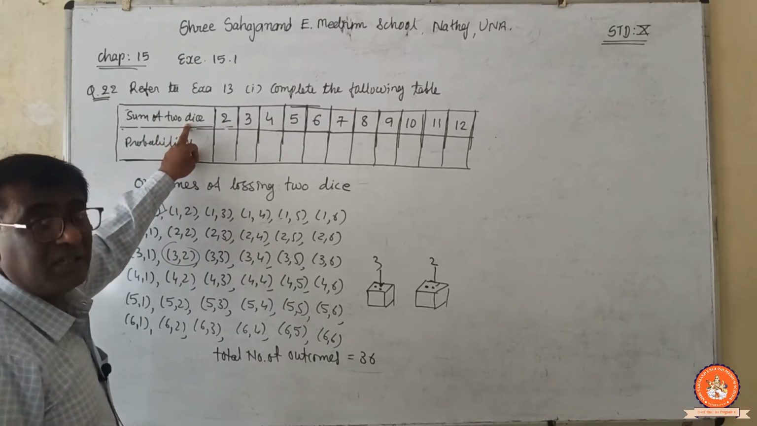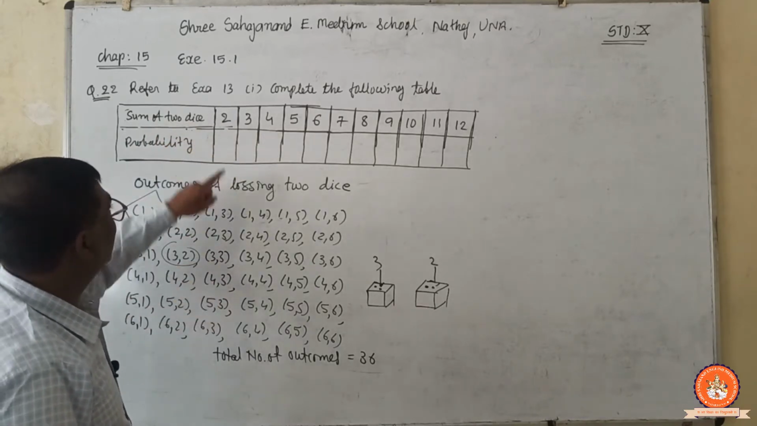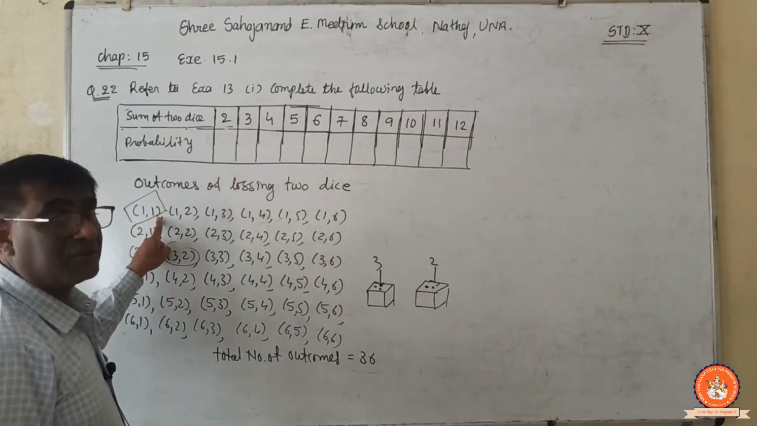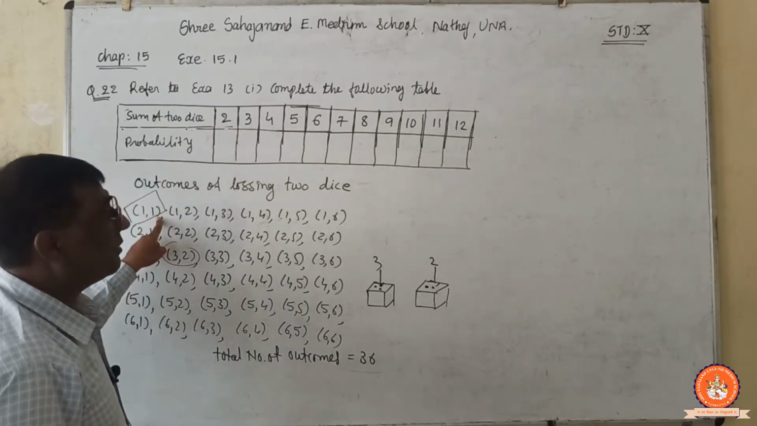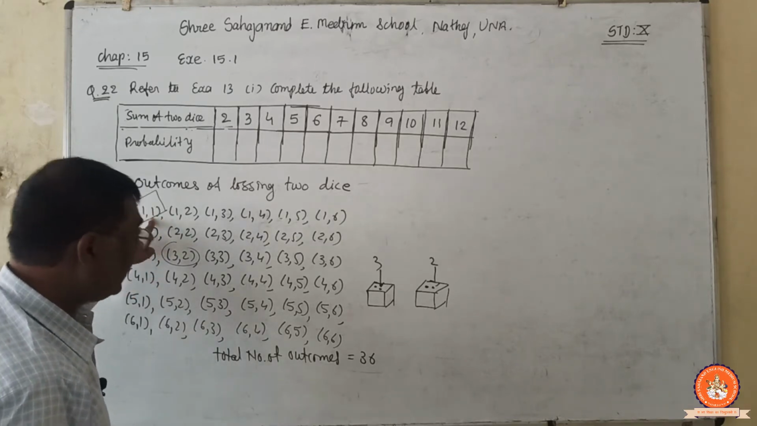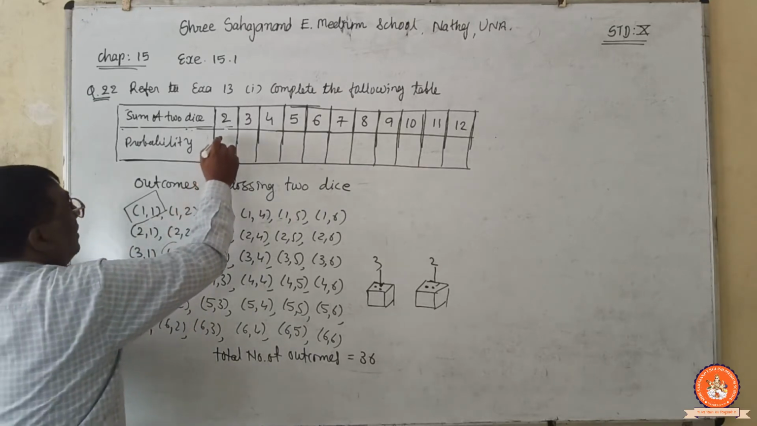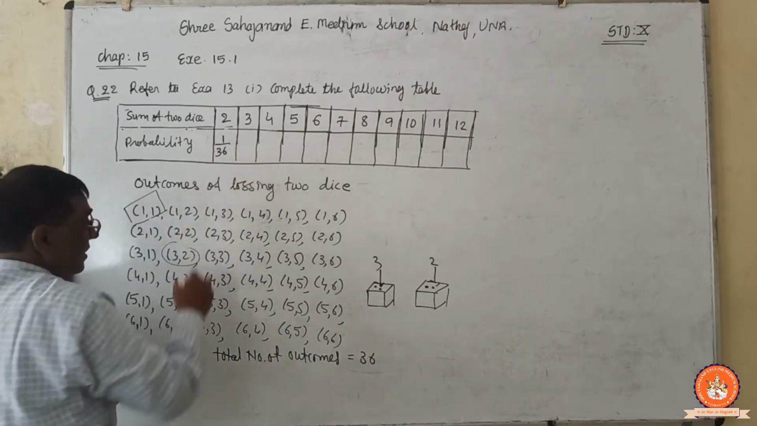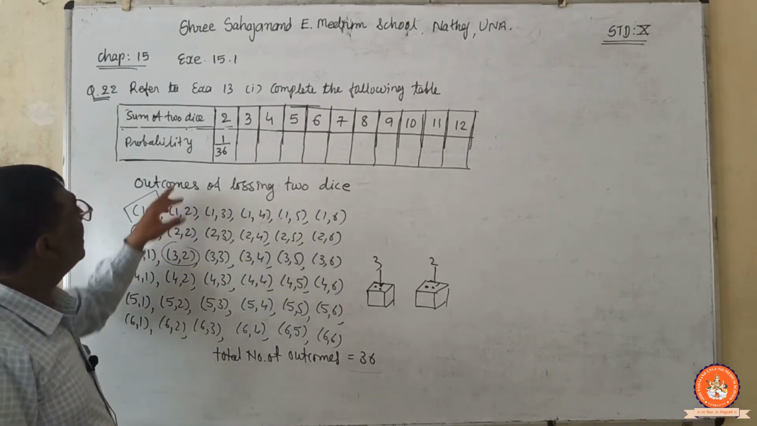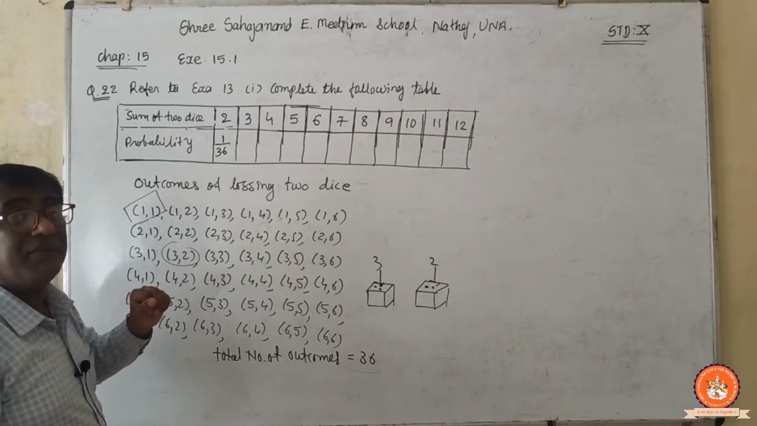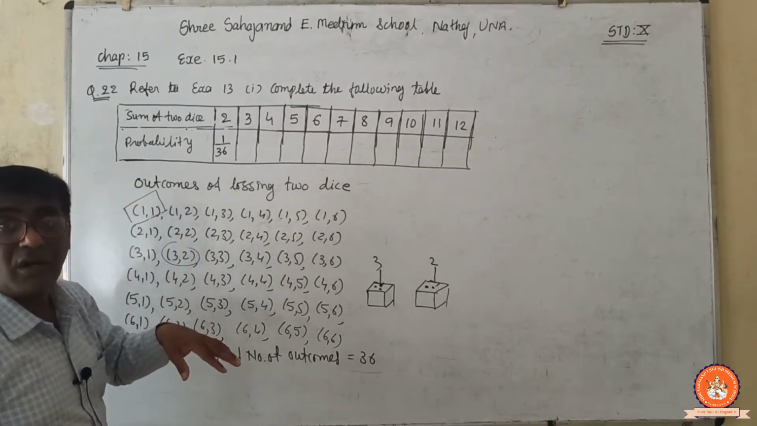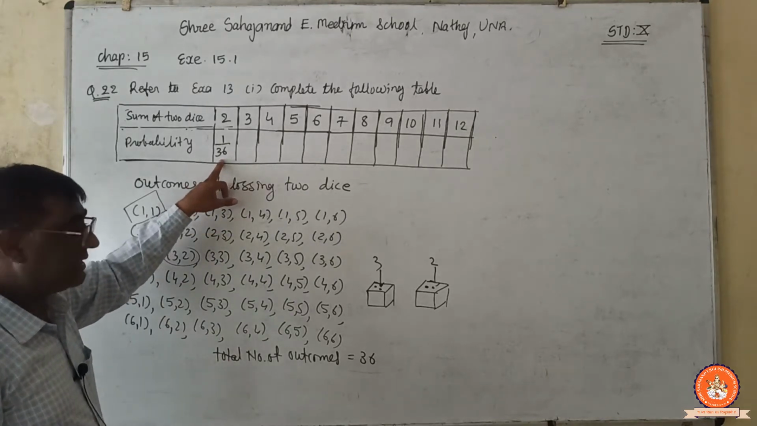Now the sum of the numbers on two dice is 2. So 1 1 gives you the sum of two numbers on the dice equal to 2. Only 1. So its probability is 1 upon 36. Because probability is the number of outcomes favorable to this event, giving sum of two numbers equal to 2, divided by the total number of outcomes, which is 36.